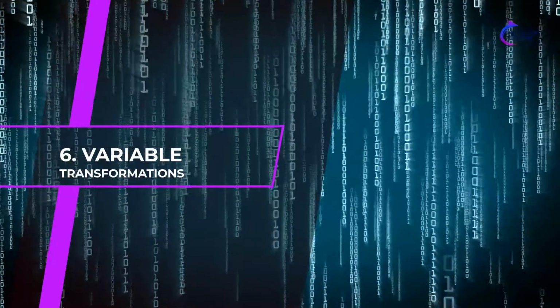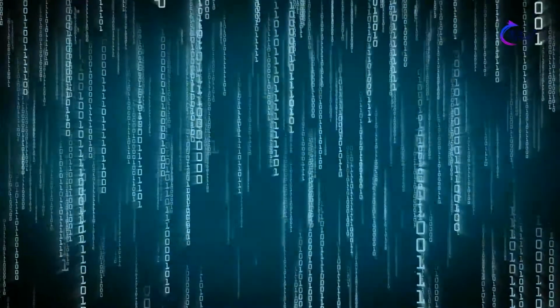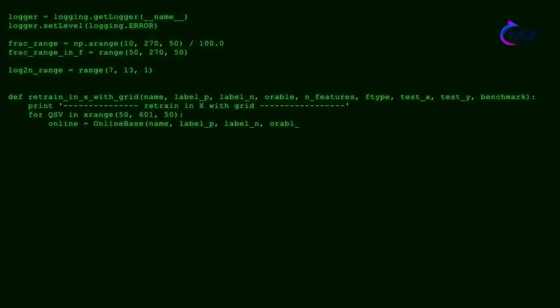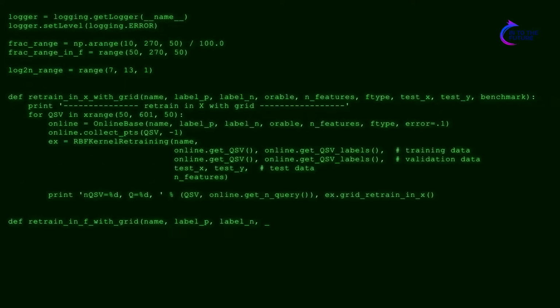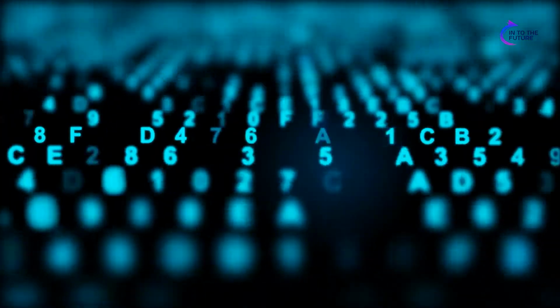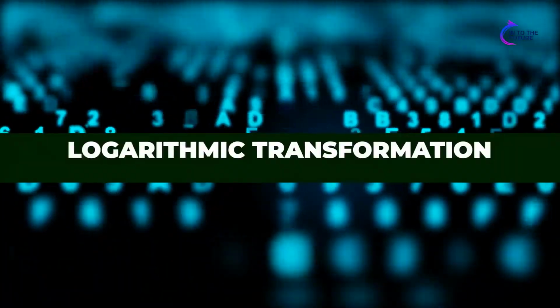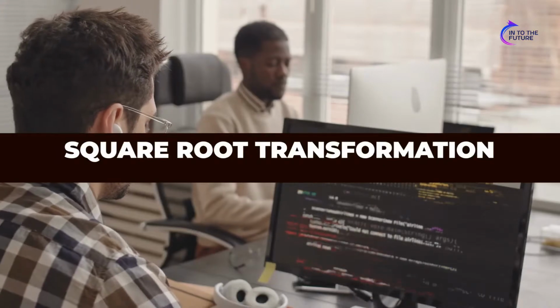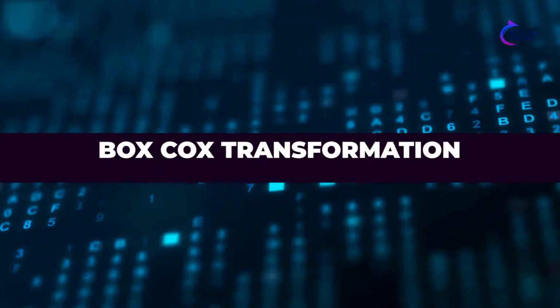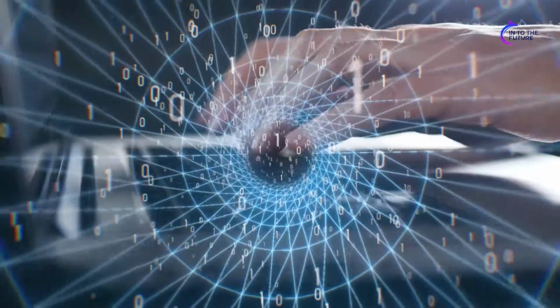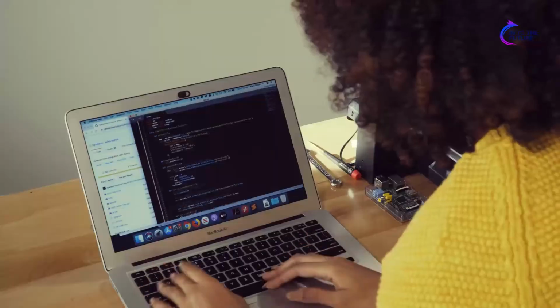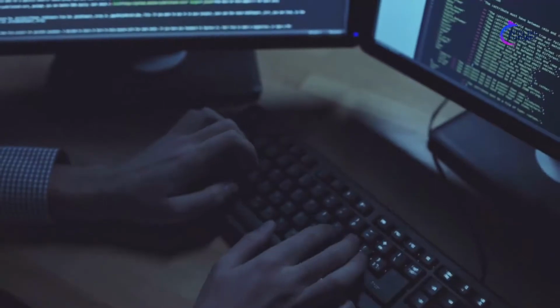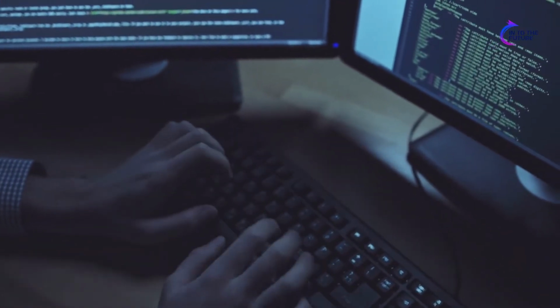Number 6. Variable transformations. Variable transformations help with normalizing unclear or incorrect data. The best known options for these transformations include logarithmic transformations, square root transformation, and Box-Cox transformation. Logarithmic transformations compress the larger numbers and expand the smaller ones. As a result, the values obtained are closer to the accurate ones.